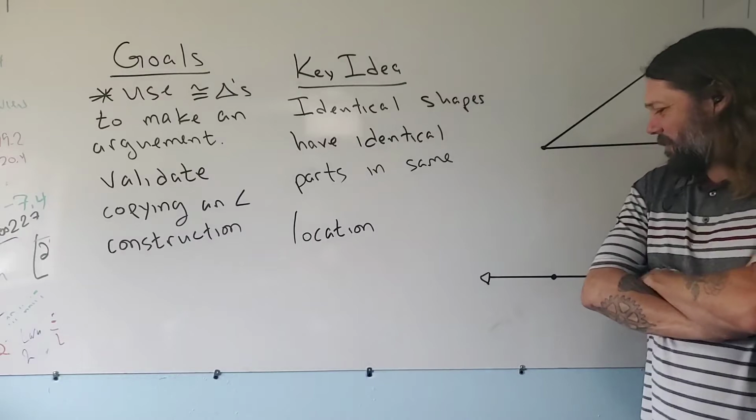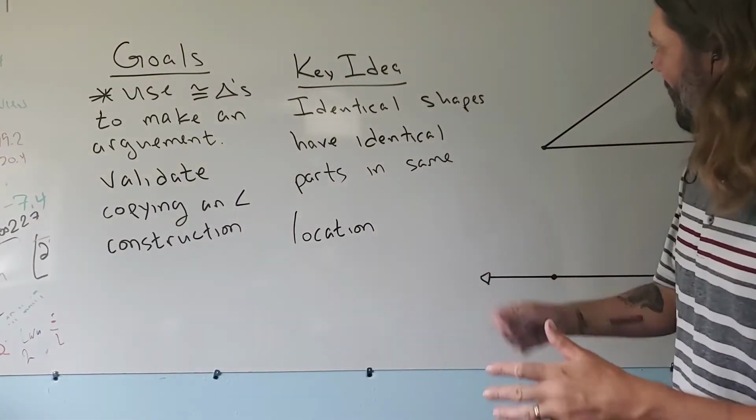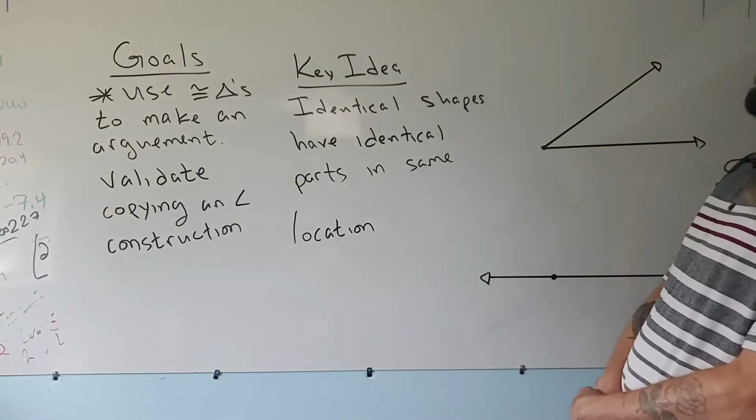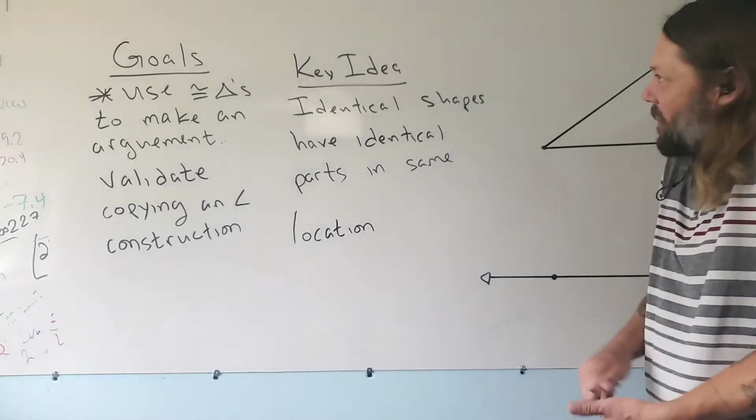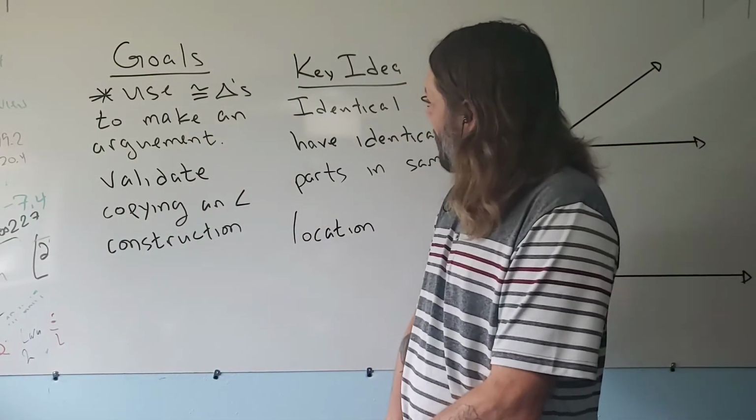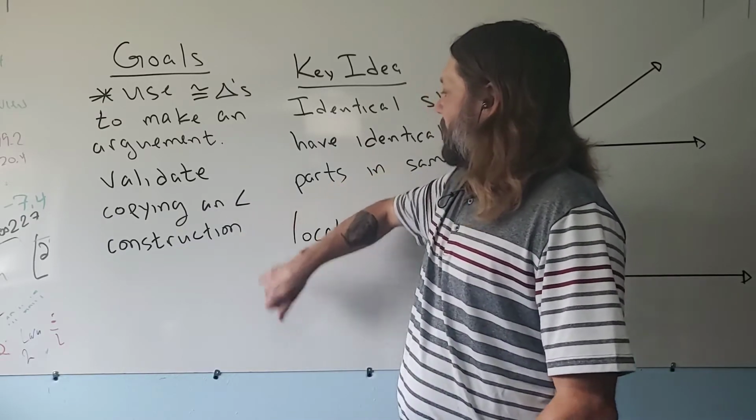Again, I'll keep this short because there's no assignment, and I just want to show you again that there is a reason that we make congruent triangles. We're practicing arguments. So our goal today in this lesson is to use congruent triangles to make an argument. And what we're going to do is validate the copying an angle construction.